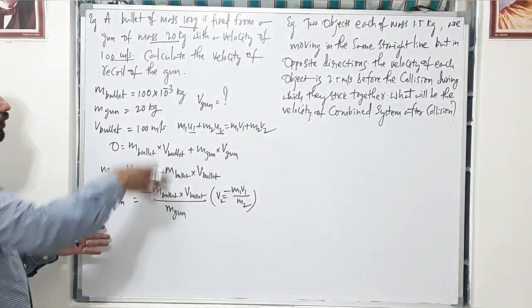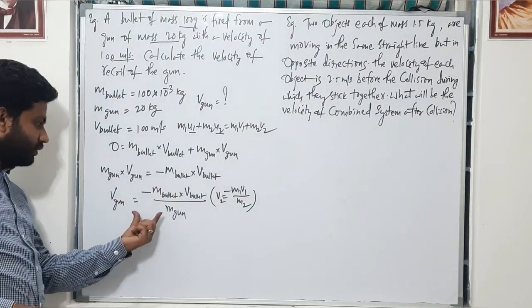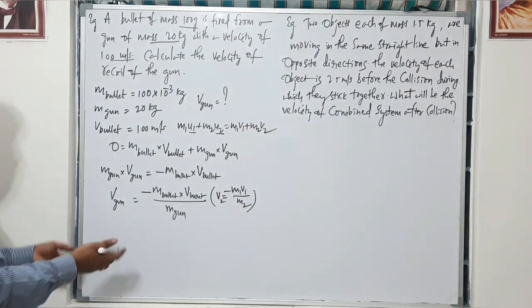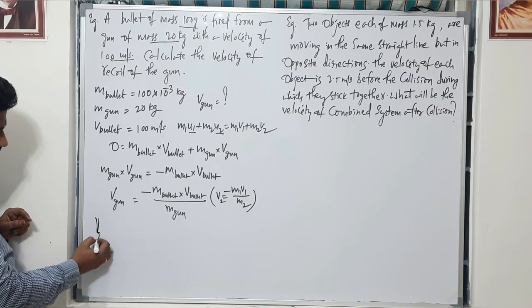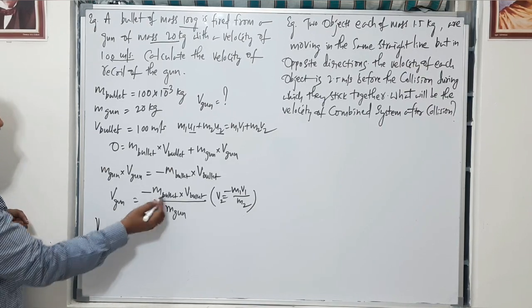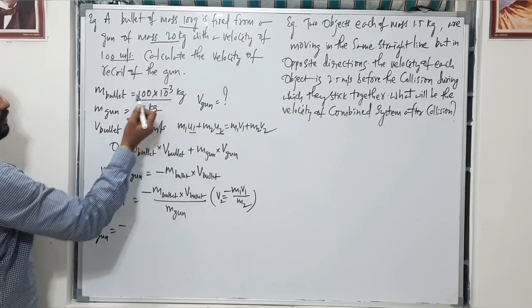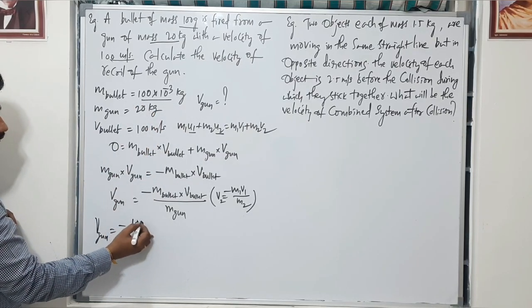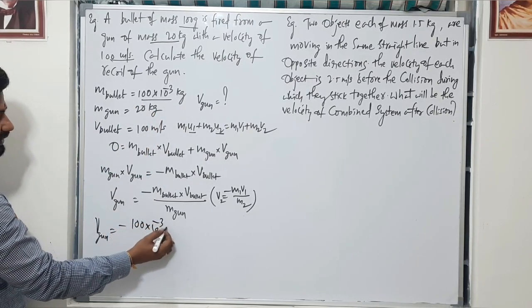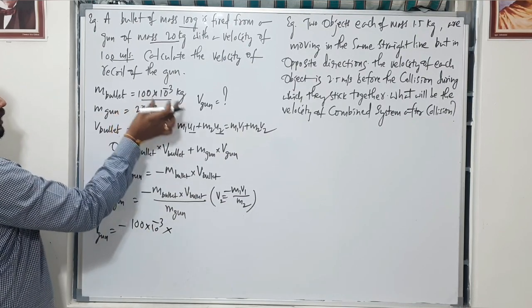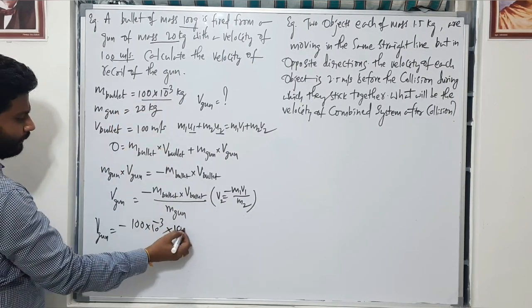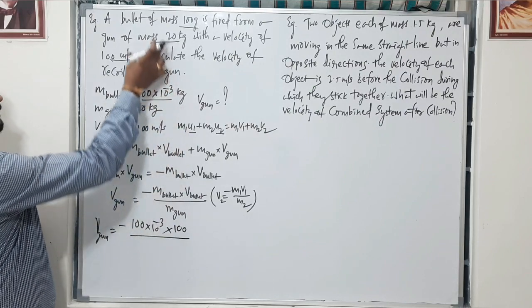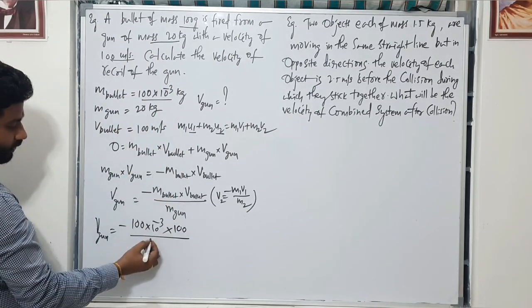I just wanted to write once again the same formula. Let's substitute everything. Velocity of the gun is equal to minus, what is the mass of the bullet? So this is the mass of the bullet, 100 into 10 raised to minus 3, into what is the velocity of the bullet? It is 100 here, divided by what is the mass of the gun? Mass of the gun is 20.